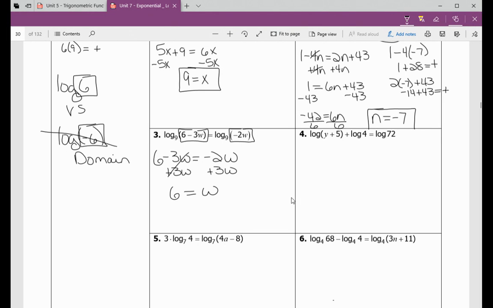Now that looks like an acceptable answer, correct? But when I plug it back in, 6 minus 3 times 6, that gives me 6 minus 18, which is negative 12. That means this is not a legitimate answer.